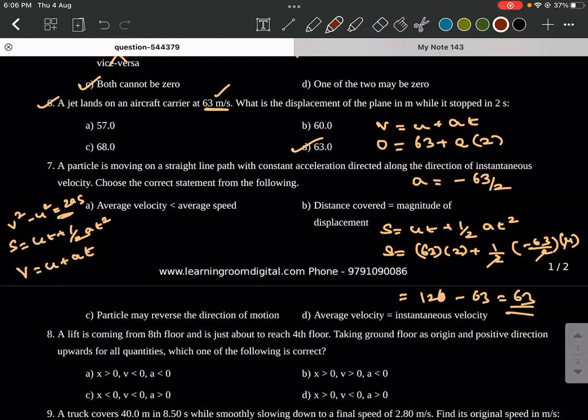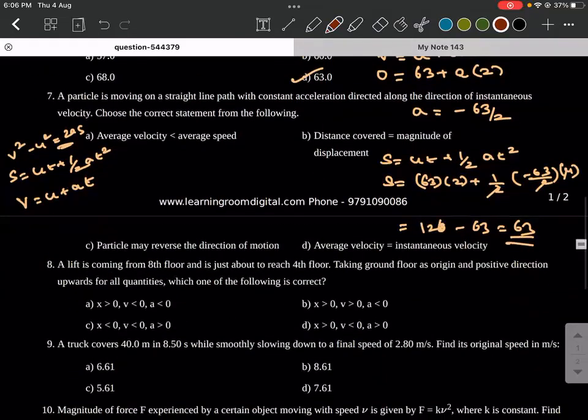Shall I proceed? So the eighth one is easy. There is a lift that is coming from the 8th floor and is just about to reach the 4th floor. So is it coming in the downward direction or upward direction? Obviously, 8th to 4th. You are on the 8th floor, you want to come to the 4th floor, you come in the downward direction.